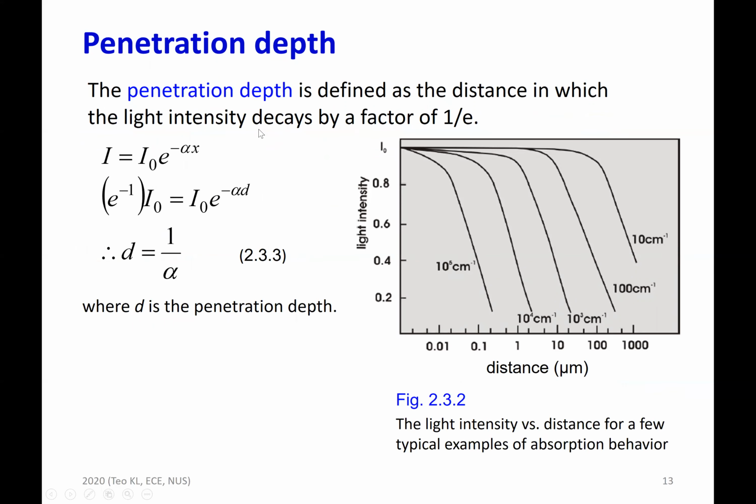Penetration depth is also another term often encountered in semiconductor textbooks. The penetration depth is defined as the distance in which the light intensity decays by a factor of 1 over e. So I equals I naught e to the minus alpha x. If I decays by a factor of 1 over e of the incident intensity, so I naught times e to the power minus 1 equals I naught e to the minus alpha x. Now I call it D. You can manipulate the terms by cancelling off I naught, and you will get D equals 1 over alpha. So this x, which we call D, is known as the penetration depth, which is inversely proportional to the absorption coefficient. You can see the light intensity as a function of distance, and these are the penetration depths.